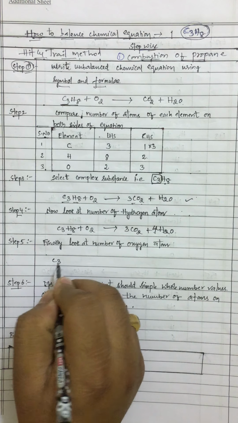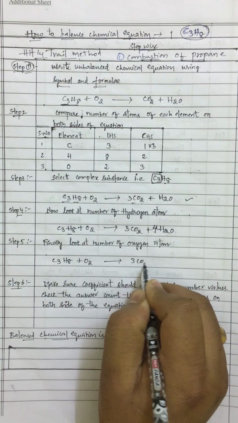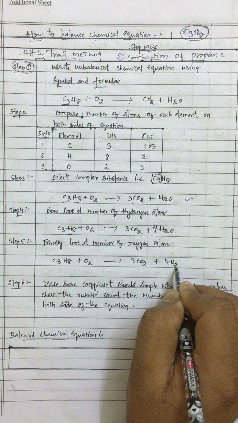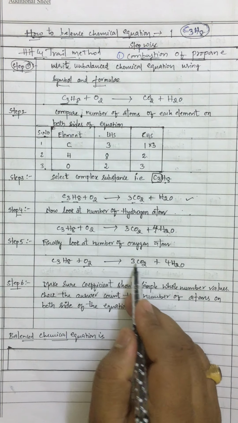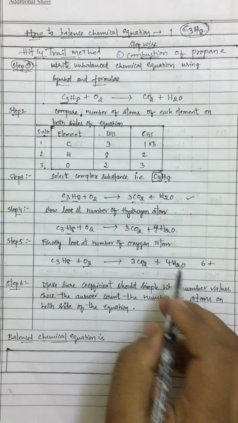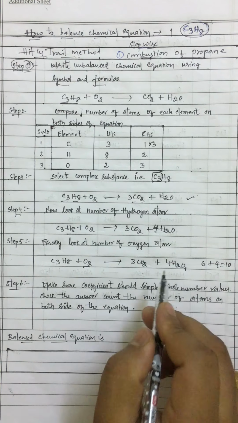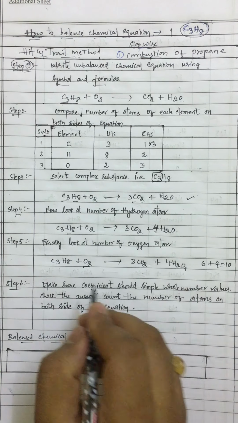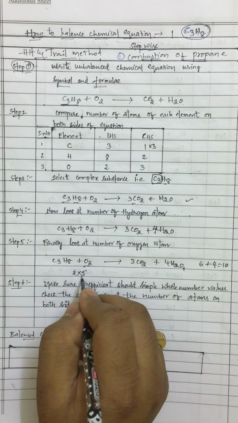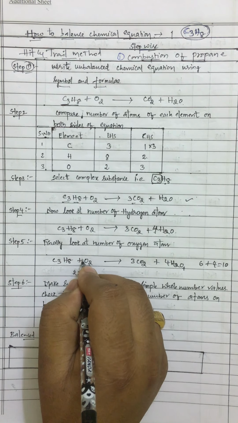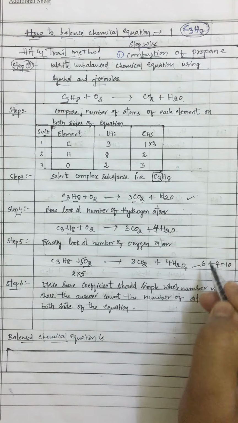Now finally look into the oxygen atoms. There are 2 oxygen atoms on the left hand side but 10 on the right hand side. How? 3 2s are 6 plus 4 1s are 4, which is equal to 10. So I need to use the number 5. If I multiply with 5, I'll get 10. So add this number as a coefficient before O2. So the number of oxygen atoms is balanced.